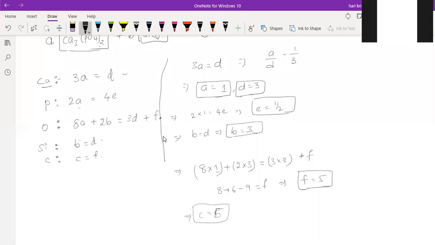But out of all the given values, the E value is the only fraction value, right? If there is a fraction, what will we do? We'll take the LCM. We'll multiply all the numbers with 2 only, because 2 is the only denominator. We don't have any other fractions here. If there is only one fraction, we have to multiply all the given numbers with the denominator of that fraction.